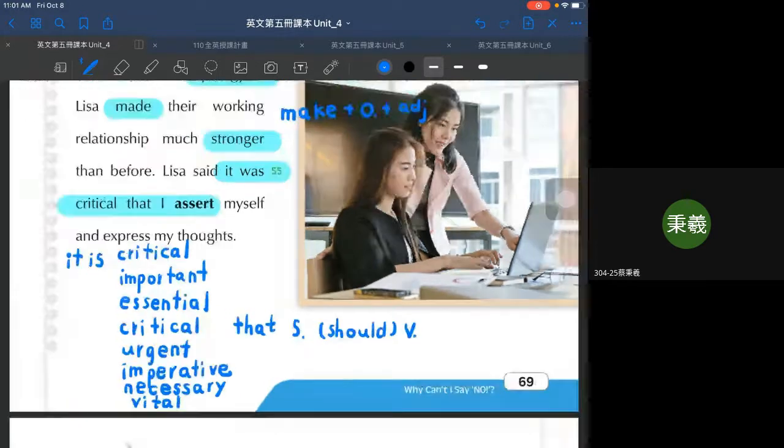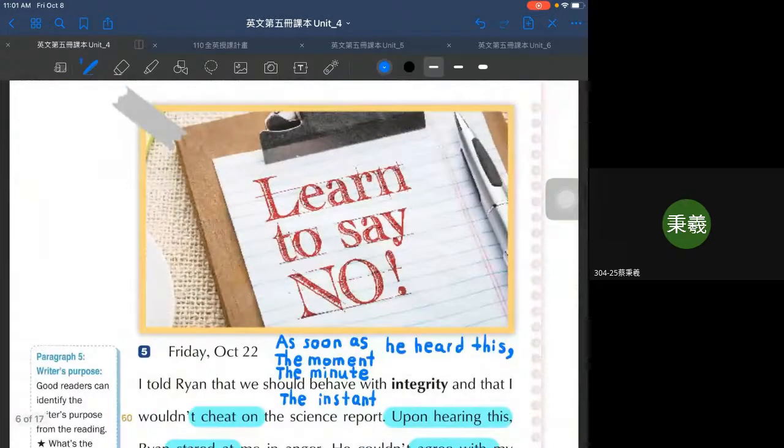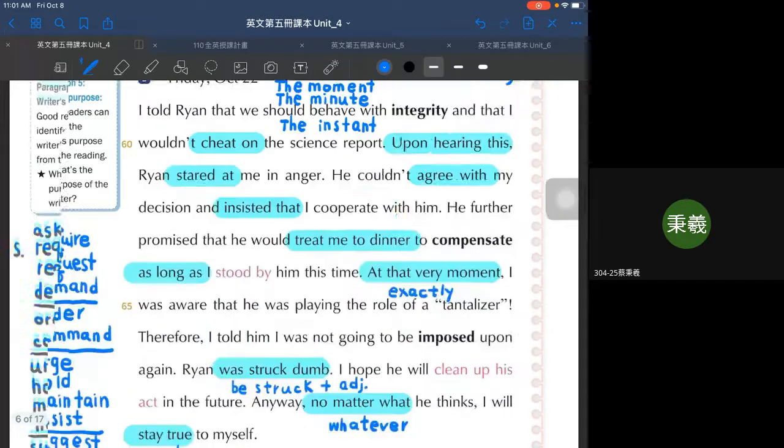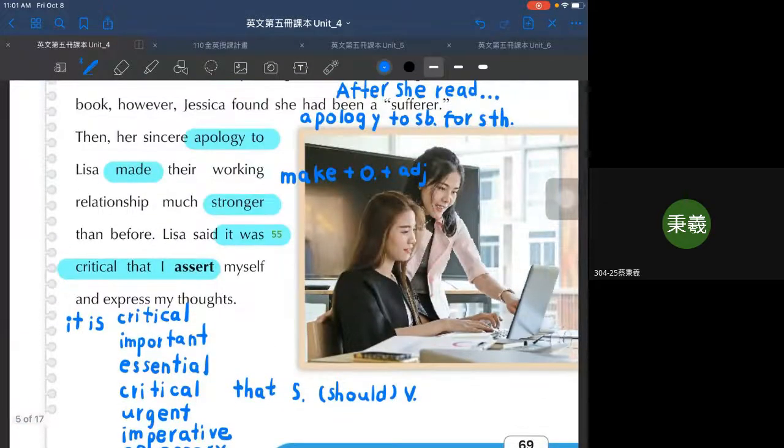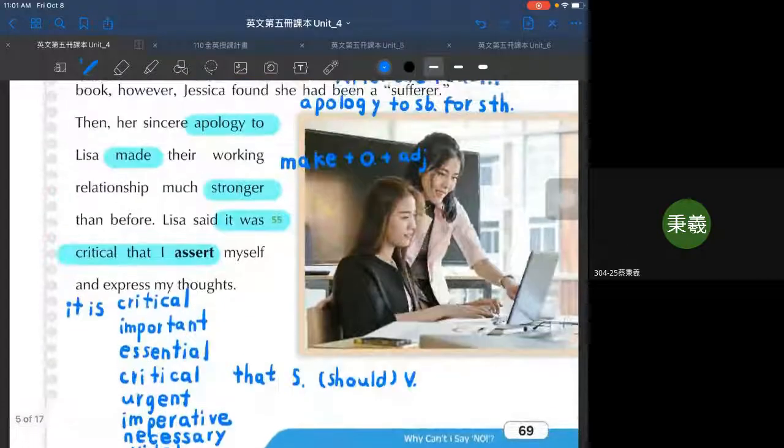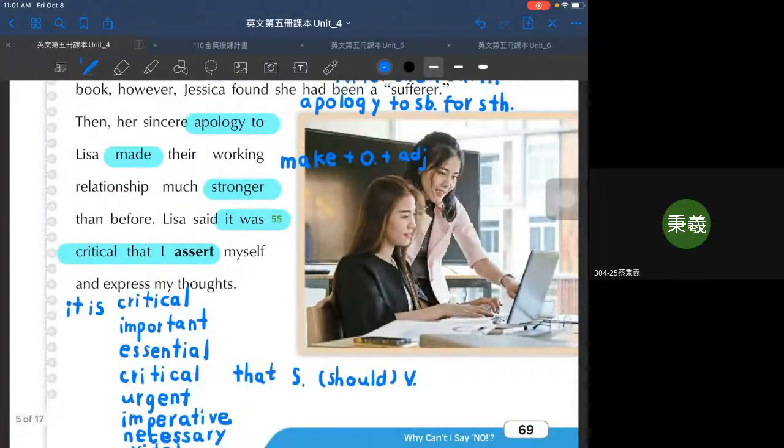All right, so I think I will stop here. We'll try to finish the last paragraph next Wednesday. All right, so see you next Wednesday, and hopefully you are still alive when you come back.